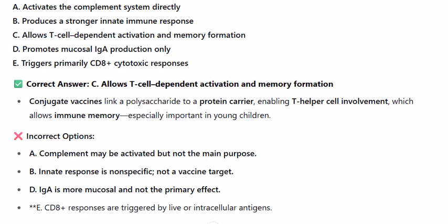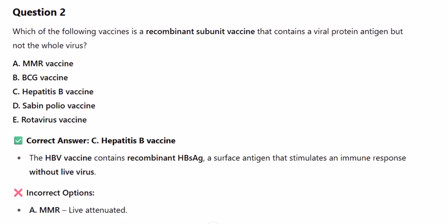Question 2. Which of the following vaccines is a recombinant subunit vaccine that contains a viral protein antigen but not the whole virus? A. MMR vaccine. B. BCG vaccine. C. Hepatitis B vaccine. E. Rotavirus vaccine. Correct answer C.